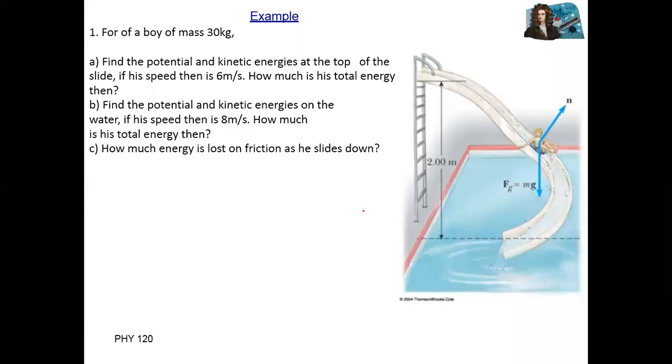Kinetic energy and potential energy. For a mass of 30 kg, mass is given as 30 kg. Find the potential and kinetic energy at the top, if his speed is 6 meters per second. Speed is given as 6 meters per second.